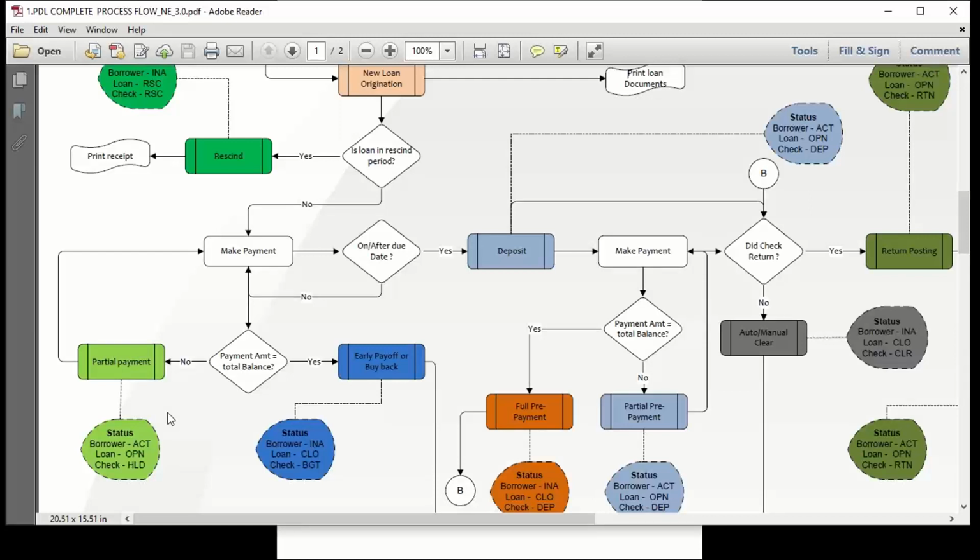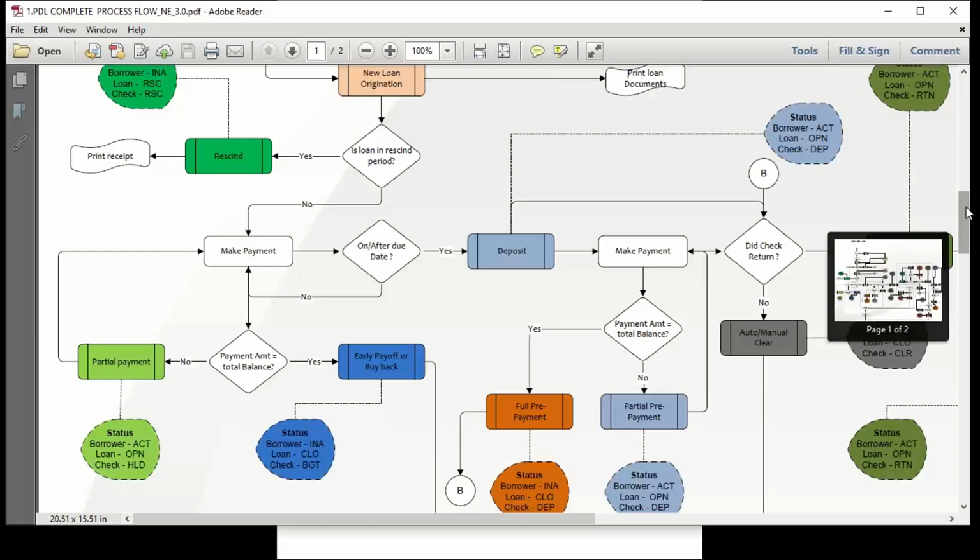Okay. In case you are making payment on or after the due date, then we are going to check whether you have deposited the check or not. In case the check is deposited, whether the payment has been done or not. So in this way, we are going to put the entire process in a step-by-step process. Okay. And this is helpful.